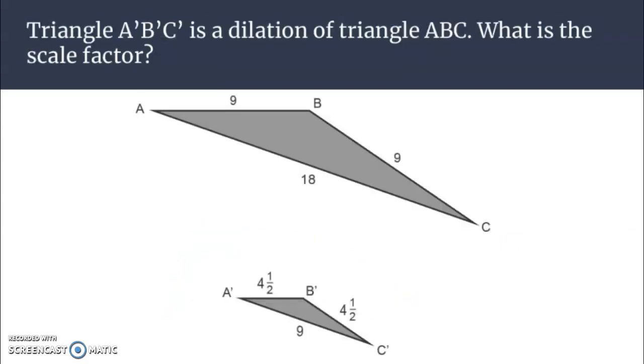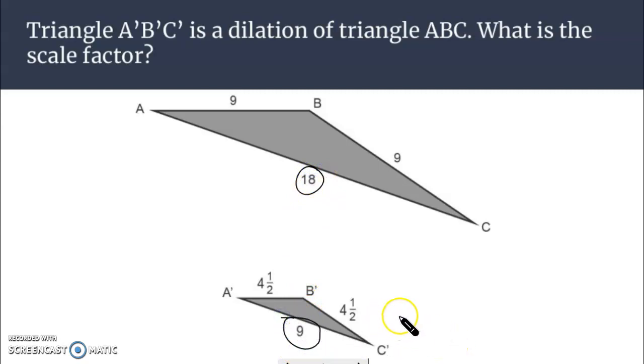Let's look at this one here. Triangle A prime, B prime, C prime is a dilation of triangle ABC. What's the scale factor? All right, notice we definitely got smaller, so it's a reduction. We got fractions for some, we got whole numbers for others. Let's look at these two measurements right here.